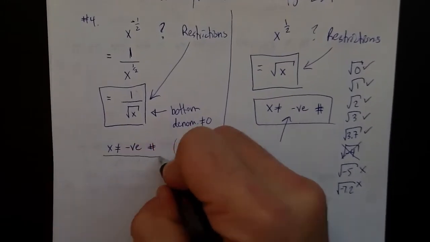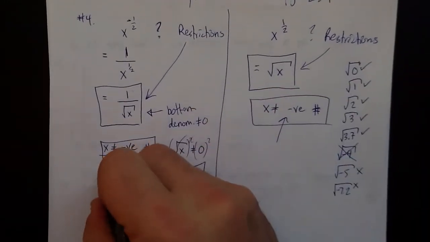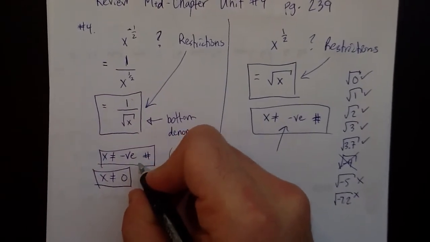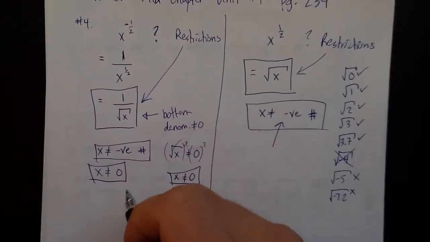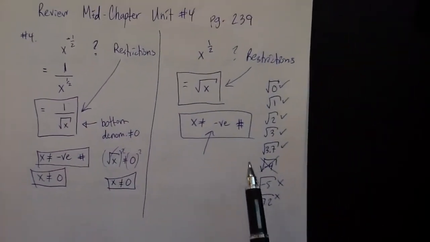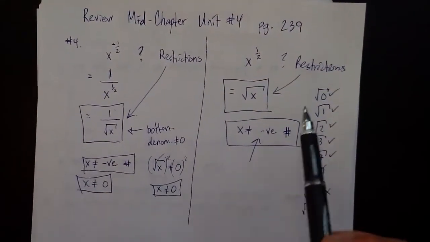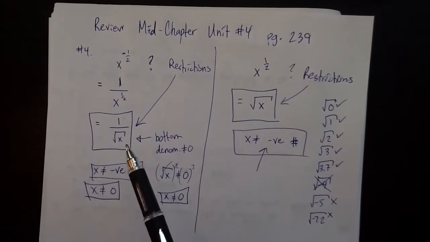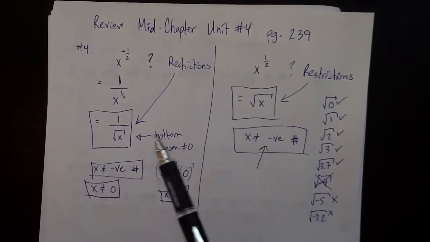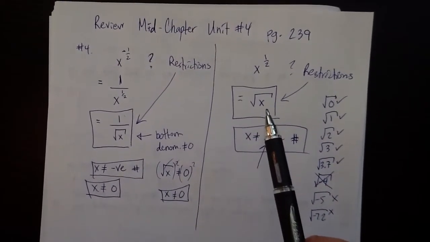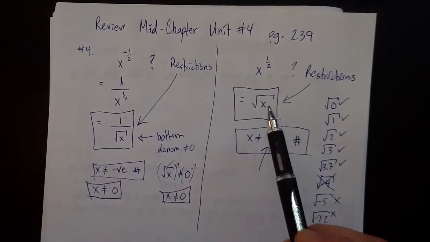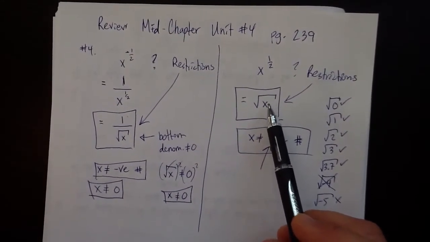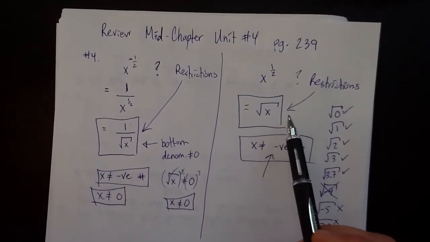I actually have two restrictions. I have x cannot equal any negative number, but also x cannot equal 0. That's what's different from here to here. Over here, it's okay if x is 0. We all know why x can't be negative here and here, because you can't take the square root of negative numbers. However, x can be 0 over here because you can take the square root of 0, and that's okay. Square root of 0 is 0, you're okay.